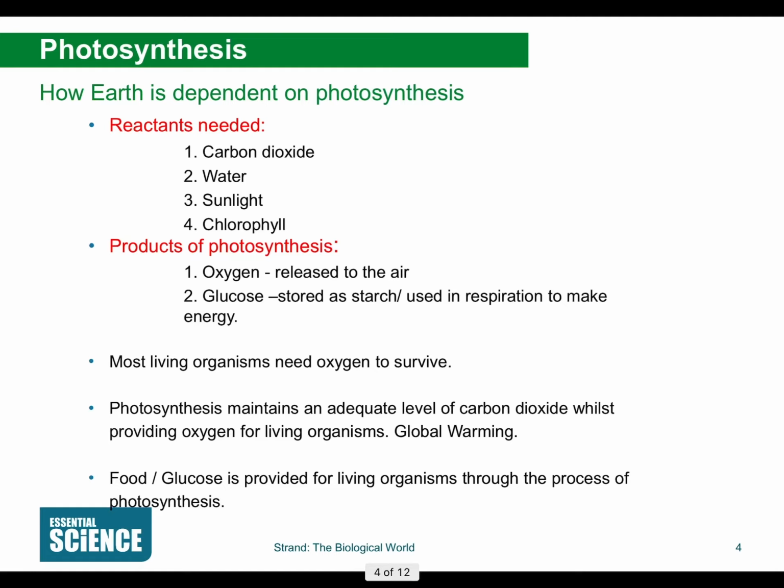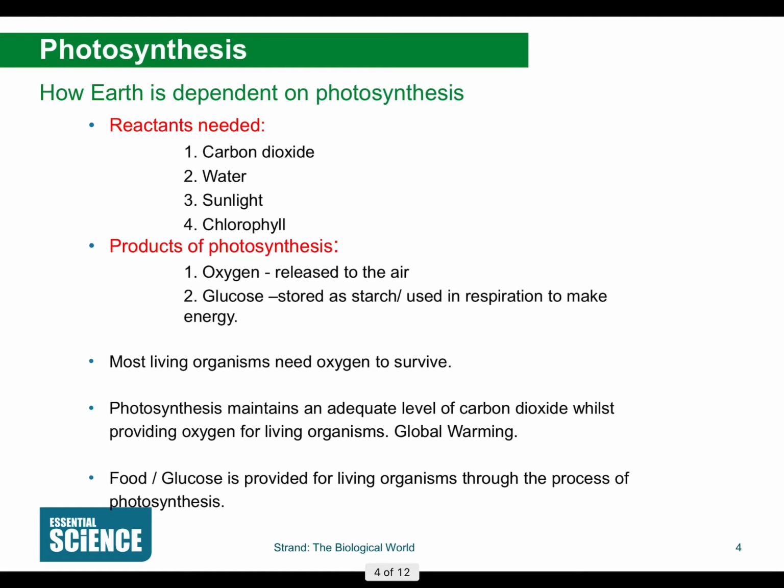Secondly, the glucose that the plant makes is a food source. It's either used by the plant to make energy during respiration, or what will happen is that the plant will store this glucose as starch. And then you eat the plant, and that's where you get your energy from. So you eat different plants and we get energy from those, okay?